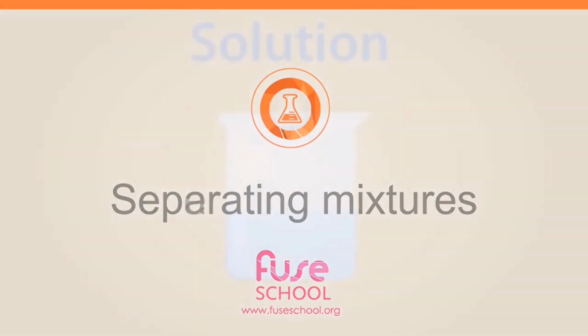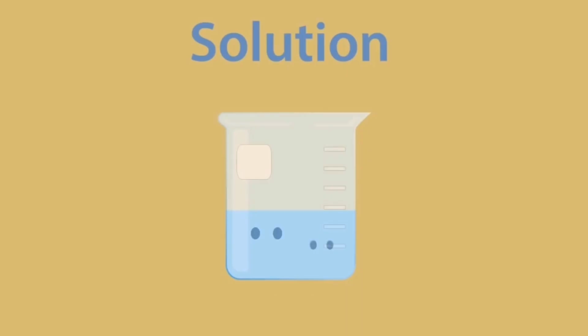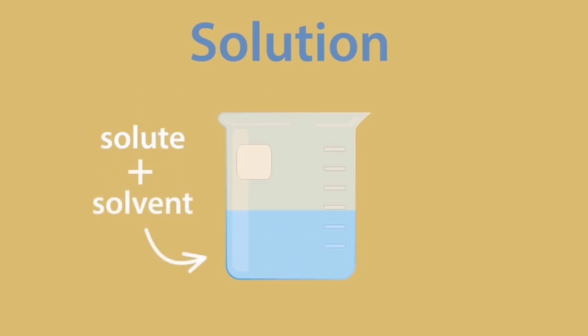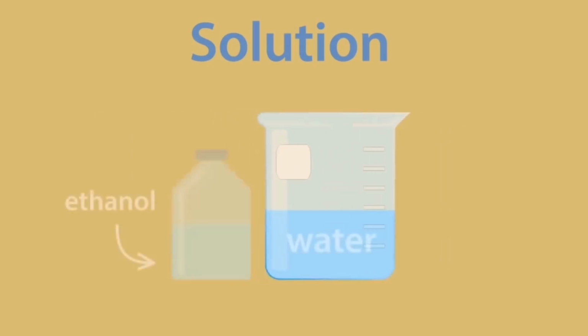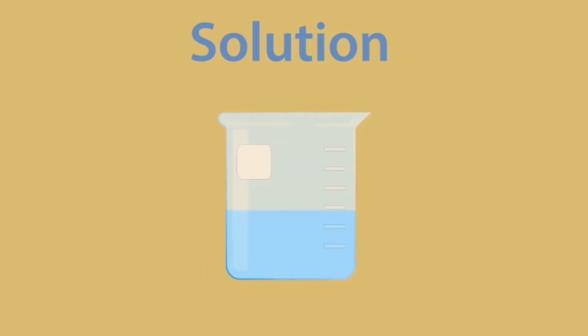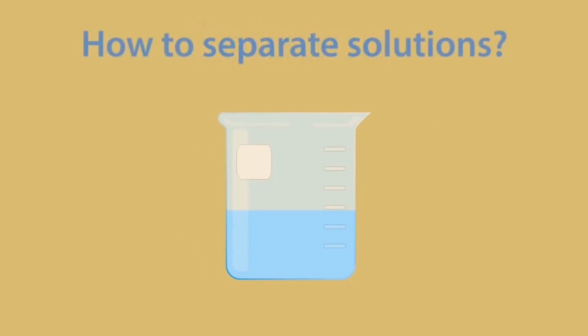A solution is a mixture of two or more substances in the same phase. This is formed when a solute dissolves in a solvent. A solution can also be formed when two or more miscible liquids are mixed together. When ethanol and water are mixed together, a solution is formed. Now, how would we separate these solutions? To separate dissolved salt from water, we would simply evaporate as much water as possible, leaving behind white salt crystals.